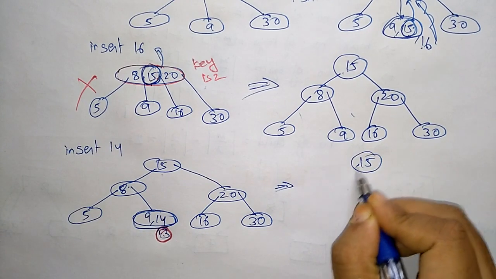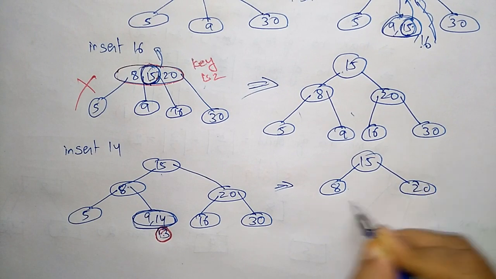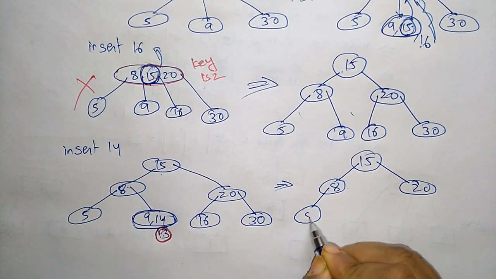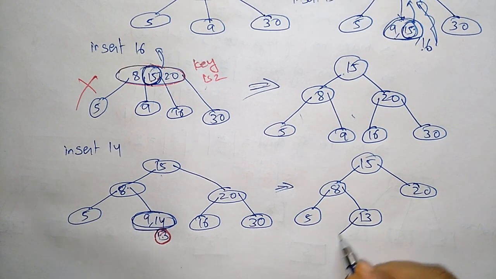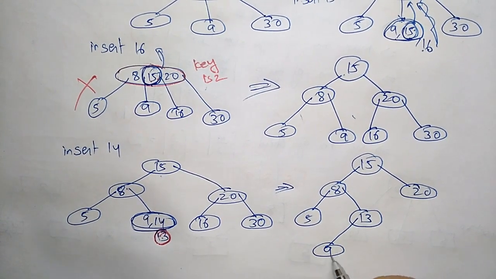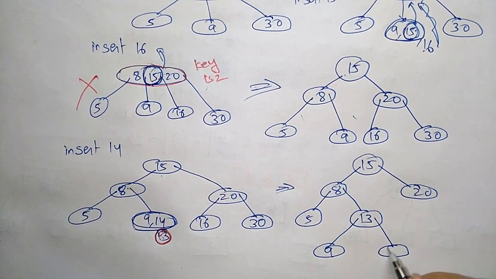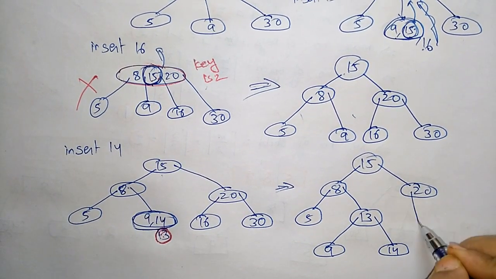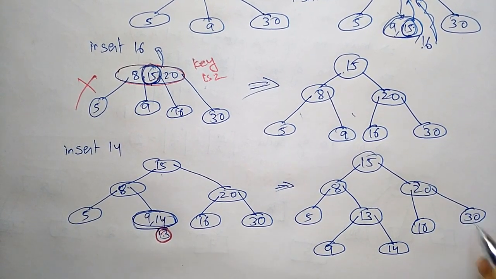15. So this is the 8 and here it is 20. So on the left side it is 5, and on the right side the root node is 13. 13's left should be 9, so less than 13. The right should be greater, so 14. 20's left is 16, 20's right is 30.